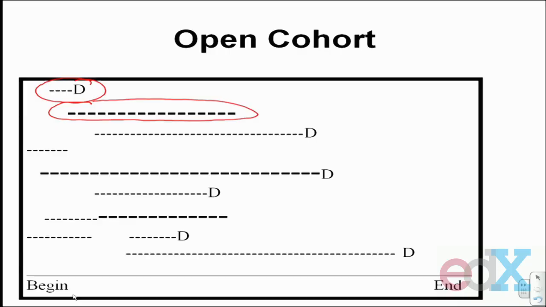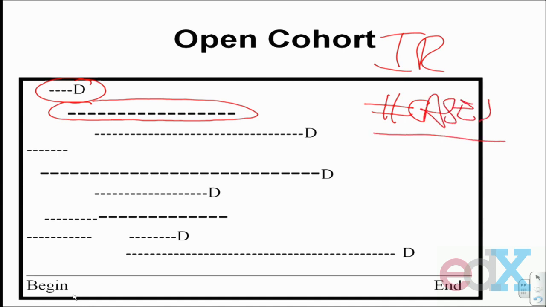So each line is a different person. It begins when the person enters the population. It ends when he either develops the disease or that person leaves the population. If this is what your data set looks like, what you would choose as your measure of incidence is an incidence rate. You'd be taking the number of cases of disease that happened during that time, and you'd be dividing by person time, where person time is being contributed by different people in different amounts because of the dynamic nature of this population. That's an open cohort.